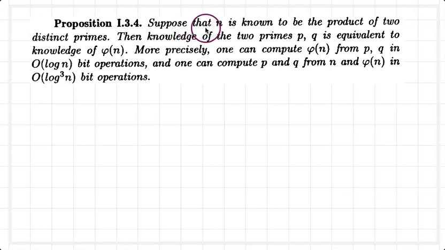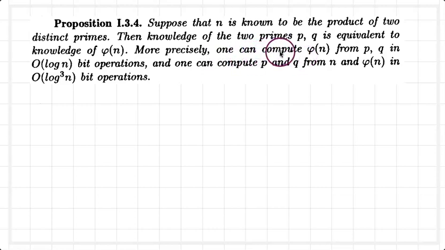Our proposition states that if n is known to be the product of two distinct primes, say p and q, then the knowledge of the two primes is equivalent to the knowledge of phi of n. So it means that if we know the values of p and q, then we can compute phi of n, and conversely, if we know phi of n and n, we can compute p and q. It mentions the time estimate also.